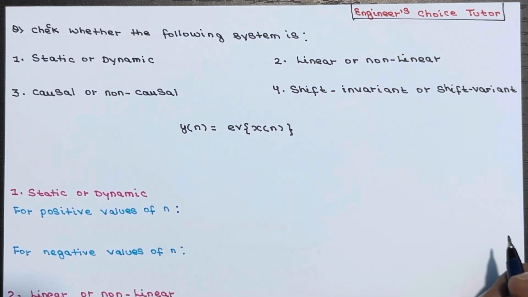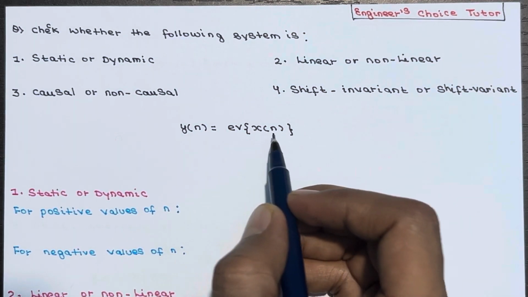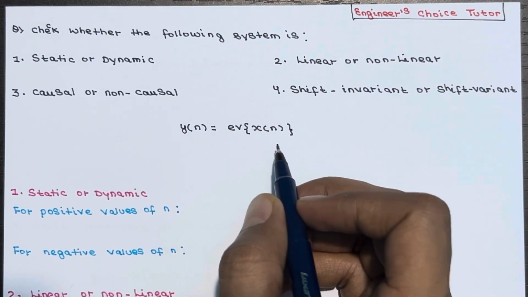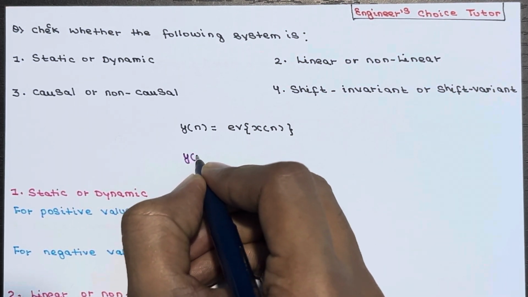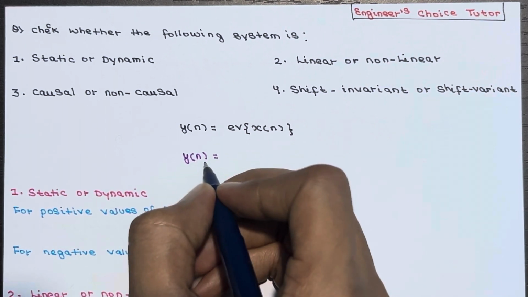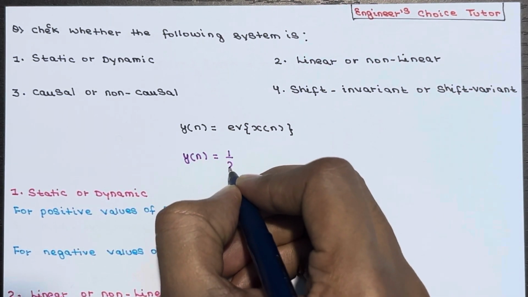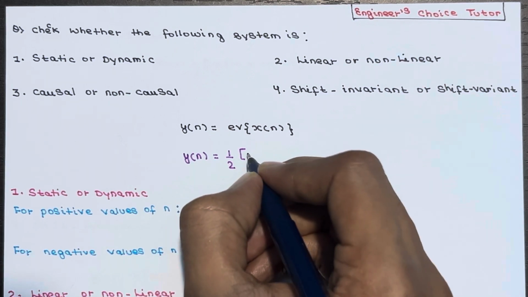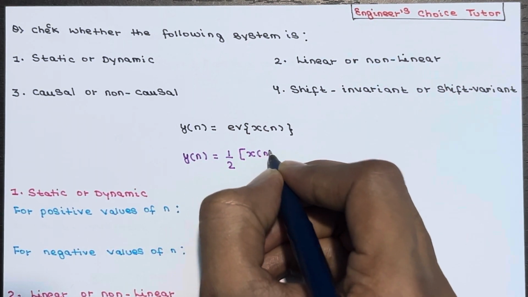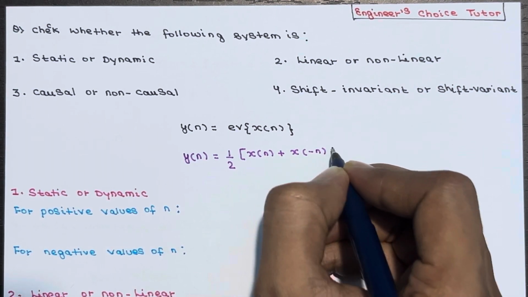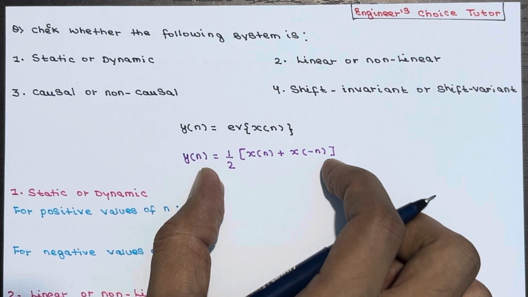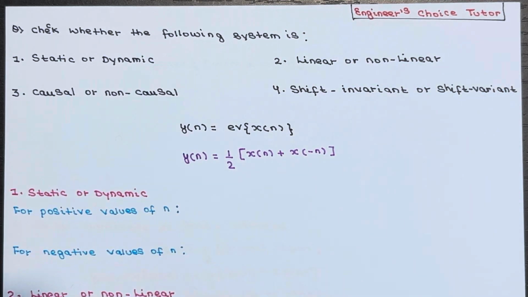So the system equation is given as y of n is equal to the even part of x of n. We already know what the even part of x of n is. So basically you can write it as y of n is equal to 1 by 2 into x of n plus x of minus n. This is the even part of x of n. We have already covered these things long back.